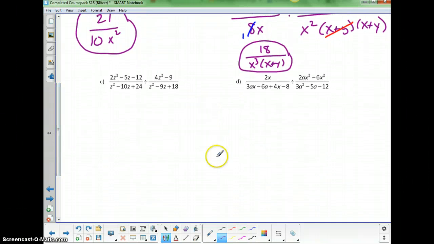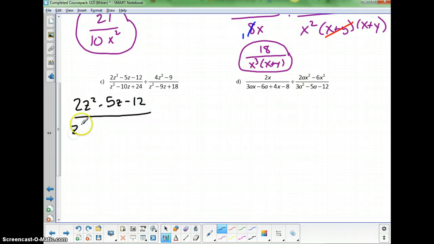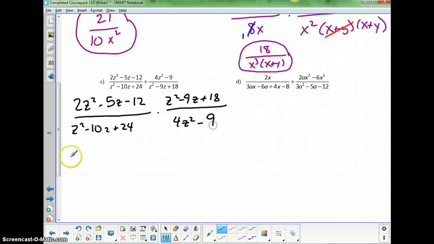Alright, let's look at the next one. The next one's going to require a bit of factoring, but I'm going to first flip the second fraction. So let's see, (2z squared minus 5z minus 12) over (z squared minus 10z plus 24) times (z squared minus 9z plus 18) over (4z squared minus 9).